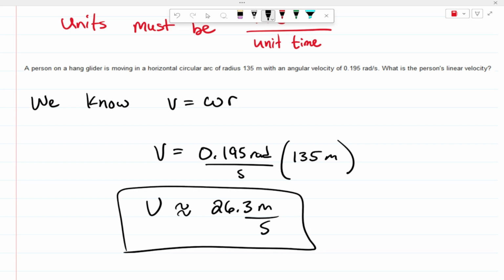So, like I said, very straightforward. You have one of these types of problems on your homework. So it's just a matter of substituting it in and solving from there.